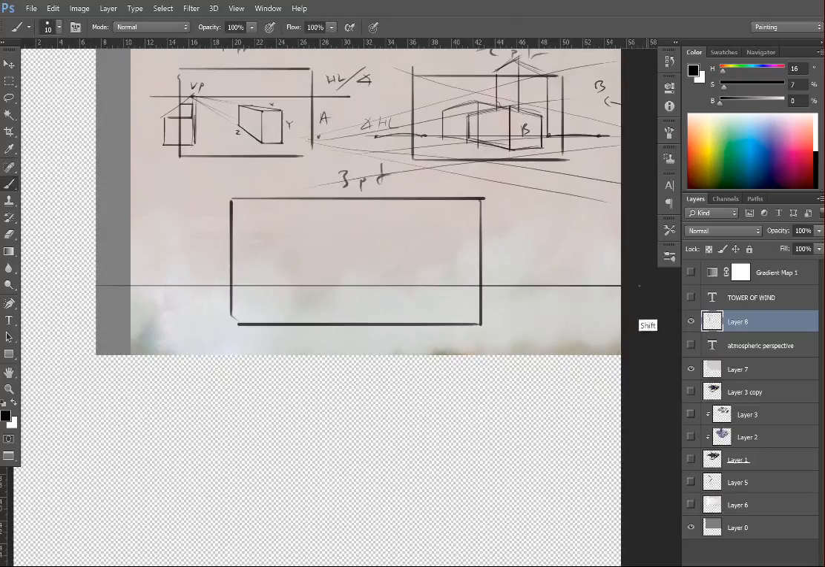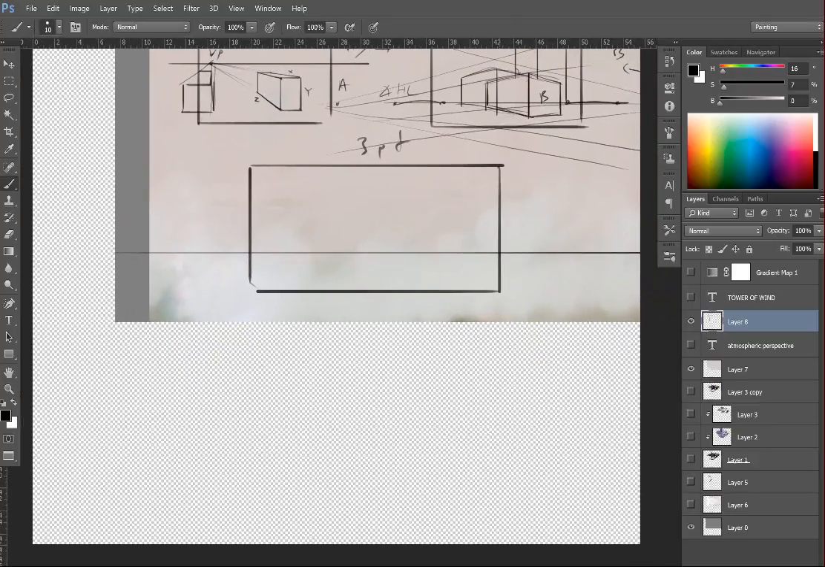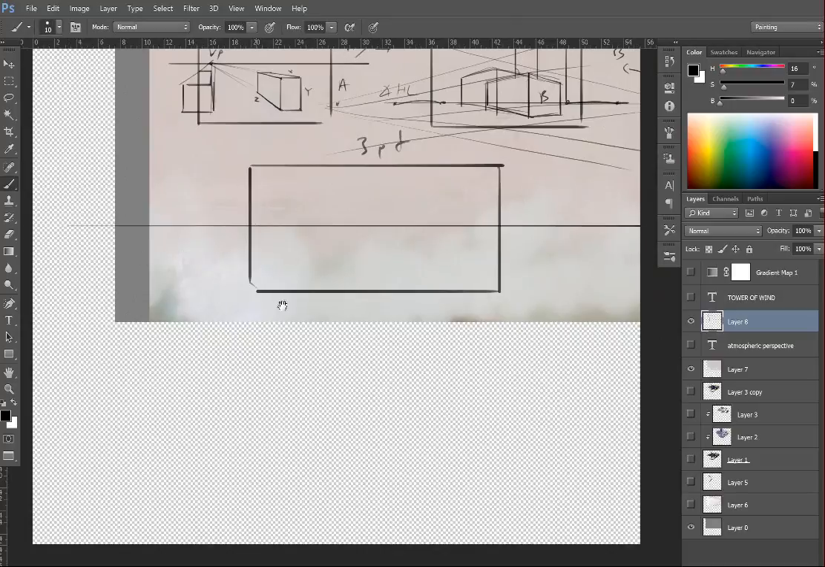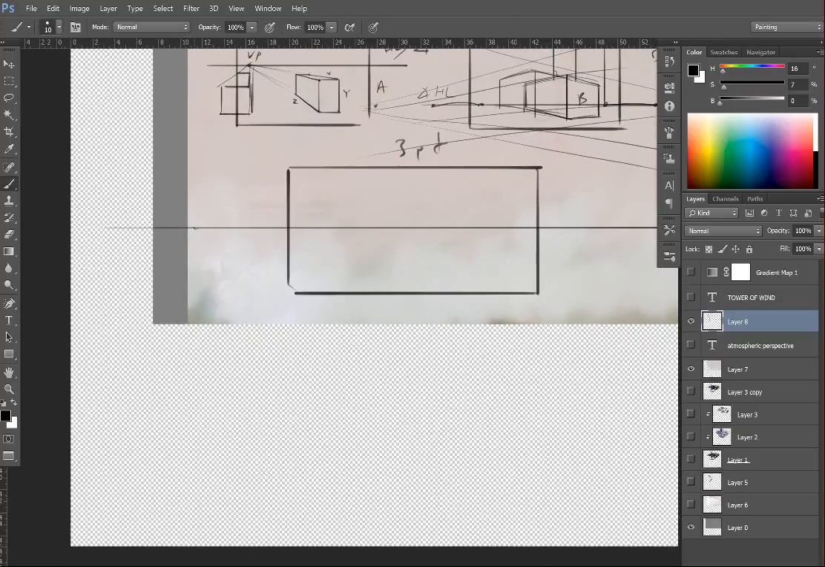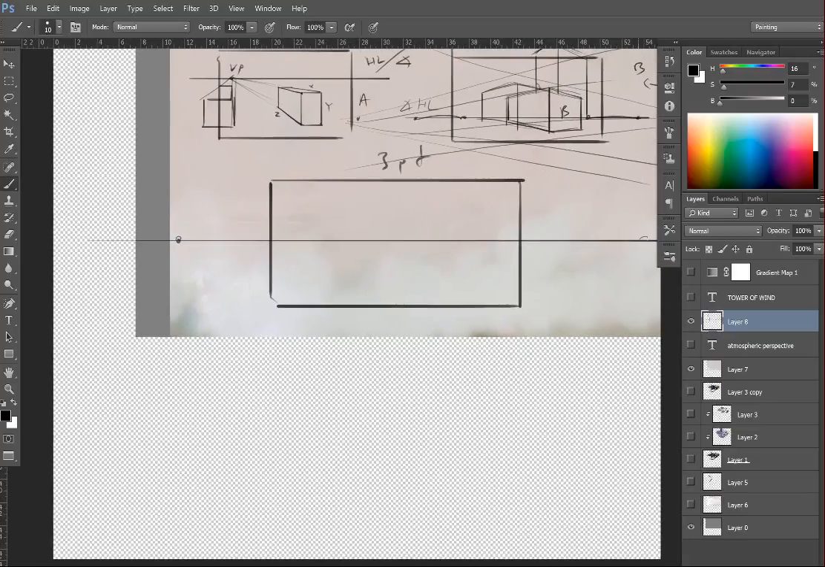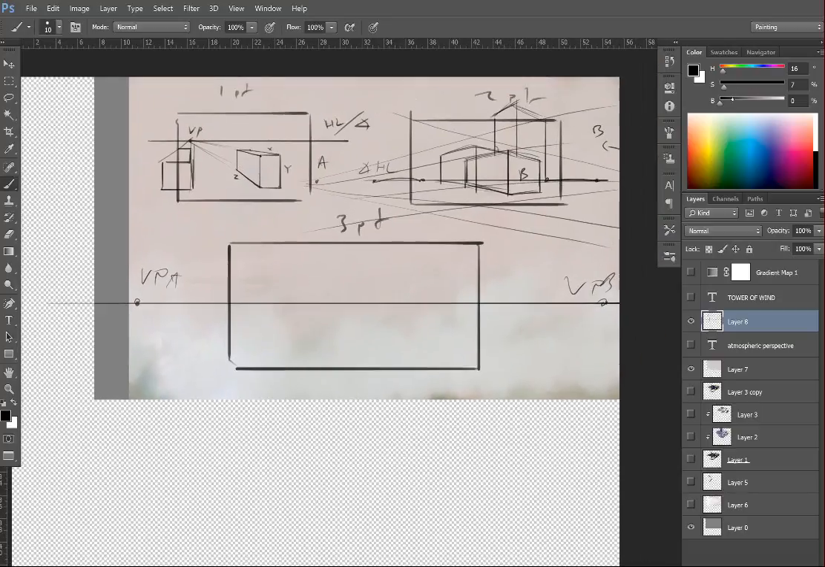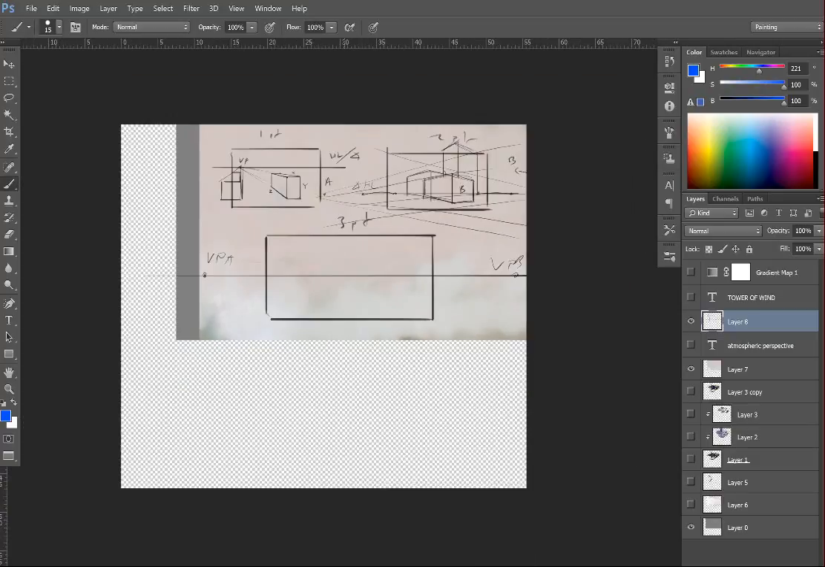Right? And then your 2 point is here. Okay? Where is your third point? In the middle. What do you think? In the middle? Okay, check this out. It can only either be here, like that, or here.